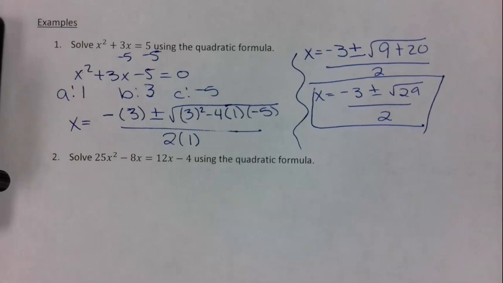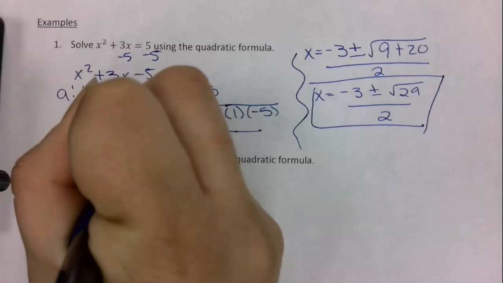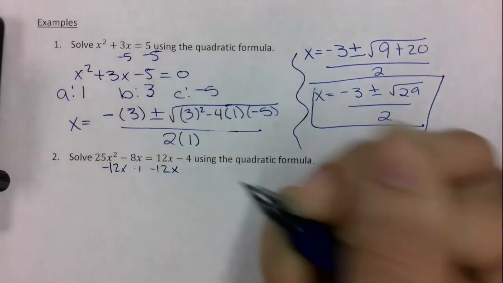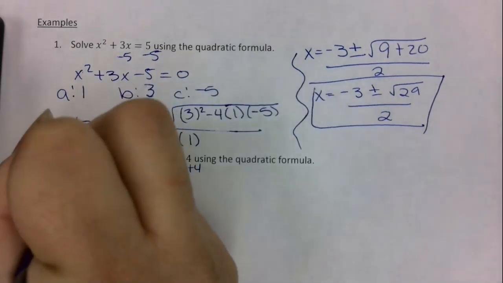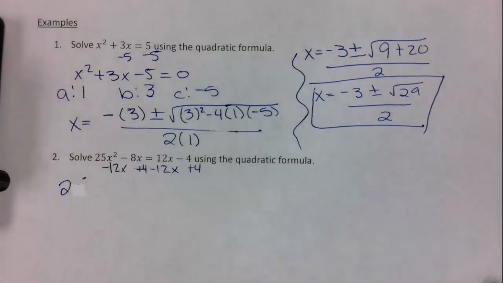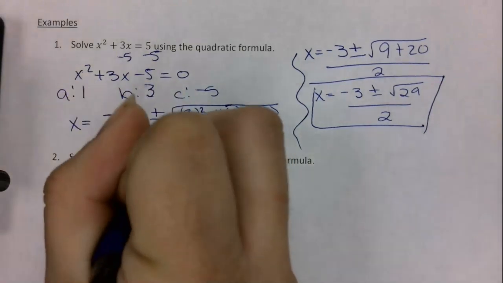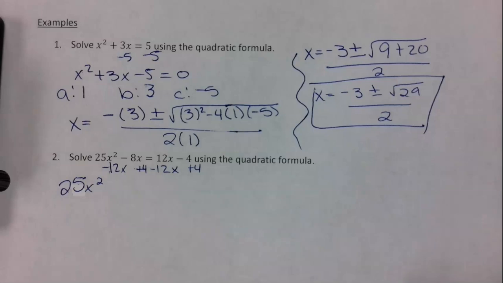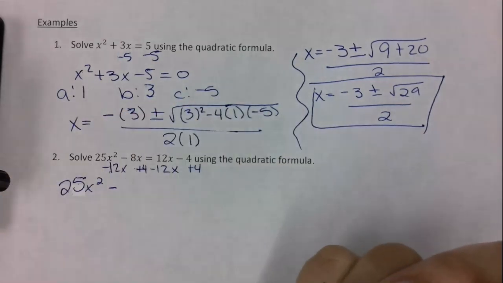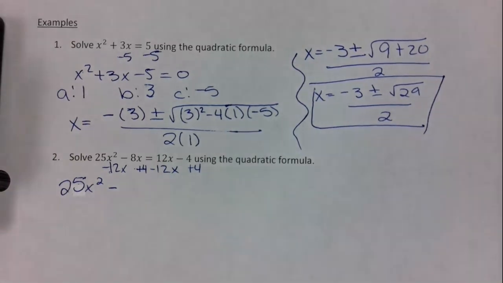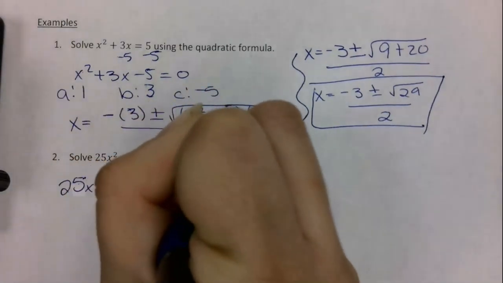Okay, what about number 2? What do I want to do here? Minus 12x and plus 4. Okay, so I'm going to subtract 12x on both sides and add 4 on both sides. So then I get 25x squared, negative 8 minus 12, negative 20, and then plus 4 equals 0.